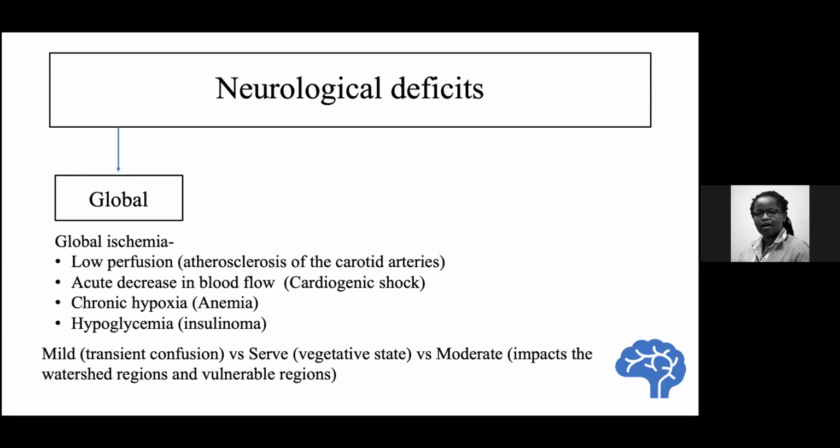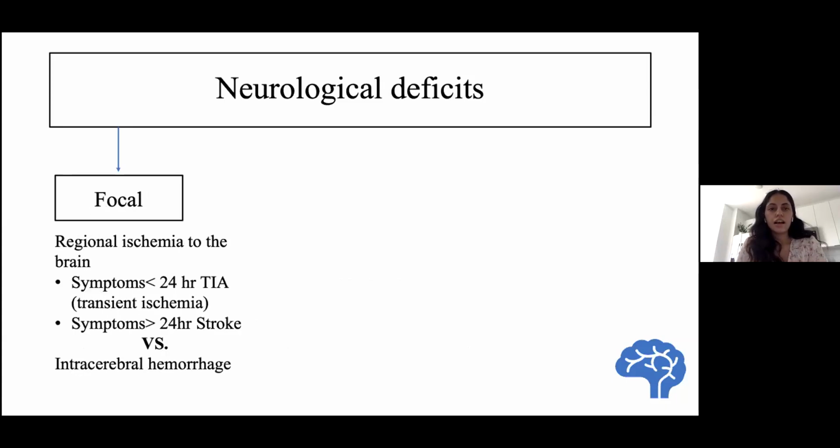However, when it's in the middle, it tends to affect more of the watershed region and vulnerable regions of the brain, where you'll see areas where the ACA and MCA share territory, or where the MCA and PCA share their territory. When it's focal, right, it's just regional ischemia to the brain.